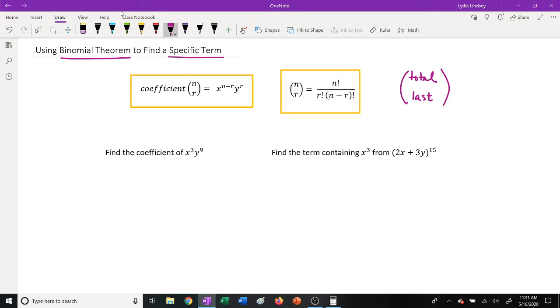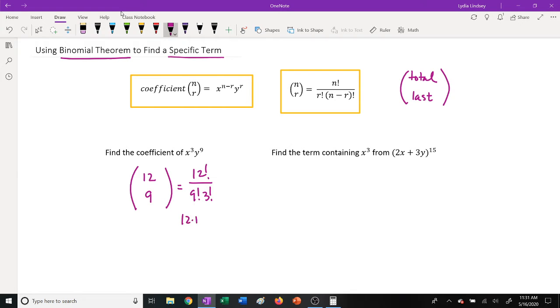So the first question asks, find the coefficient of x cubed y to the ninth. So my total of those two is going to be 12, and my last number is 9. Straightforward. Then I'm going to go ahead and put it into this formula here by saying 12 factorial over 9 and 3, and those two are always going to add up.